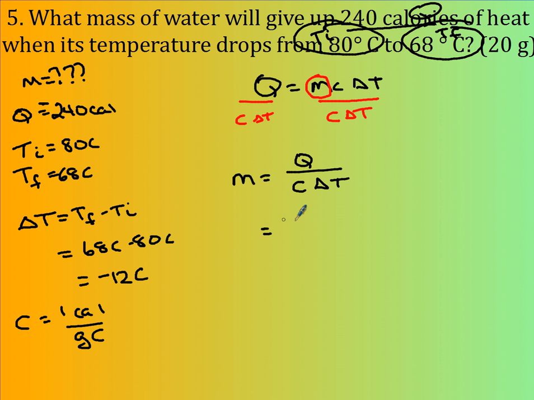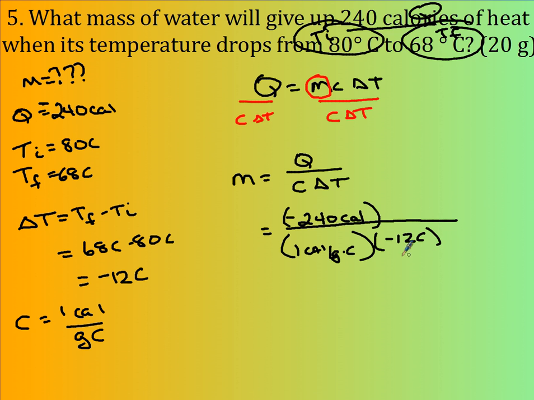Now I'm going to plug in. Q is negative 240 calories. I'm going to put parentheses around this because I've got some big denominator coming up. C is 1 calorie per gram Celsius. And delta T is negative 12 Celsius. Now I'm going to cross out my units. Calories are going to cancel. I've got a Celsius in the denominator here and here, so those are going to cancel. Now what I've got is a 1 over, a 1 over, 1 over. So that's going to leave me with grams. So it turns out my units are correct.